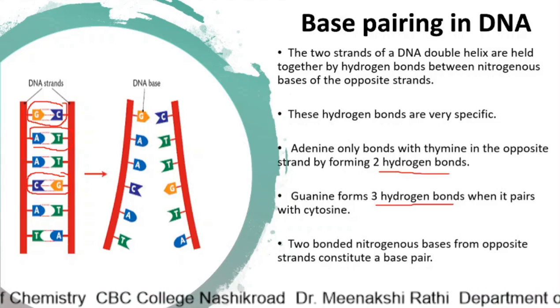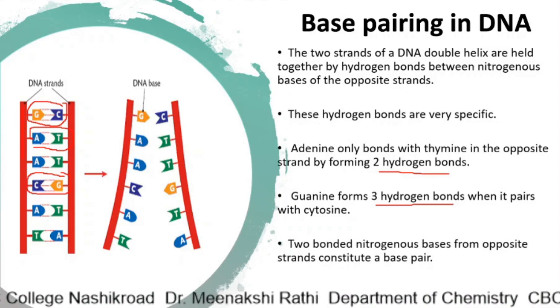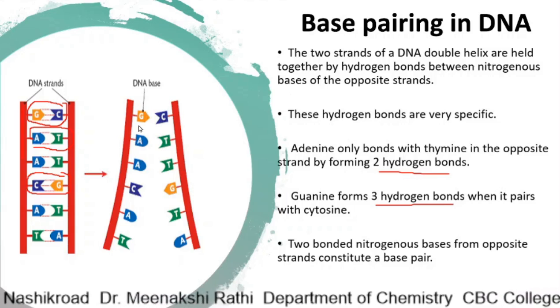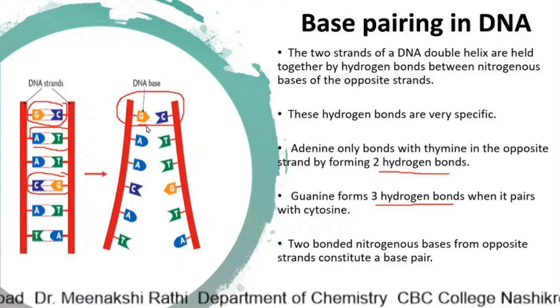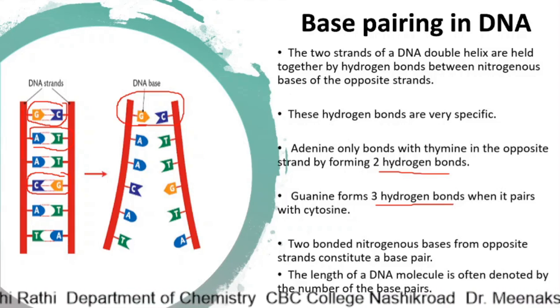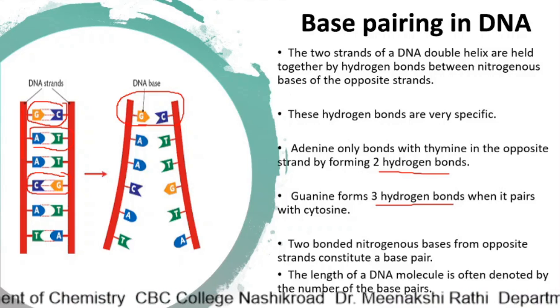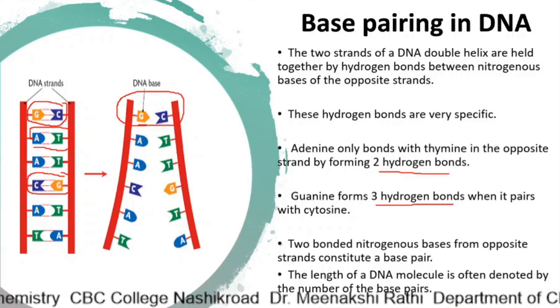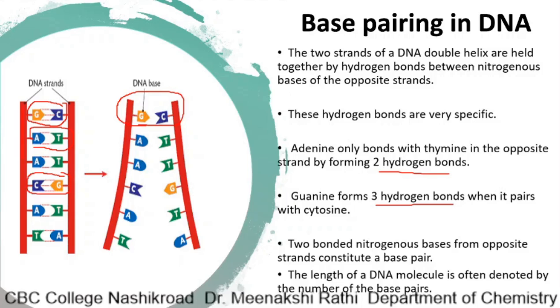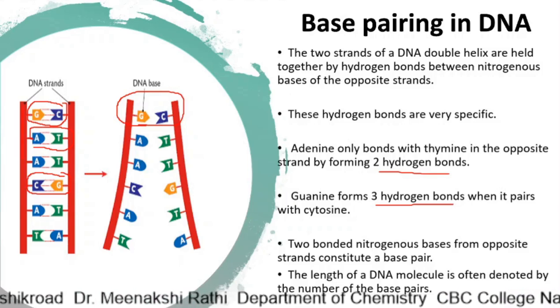Two bonded nitrogenous base from opposite strands constitute a base pair. These form a base pair, and the length of DNA molecule is often denoted by the base pair. This pairing is very fixed, that adenine bonds to thymine or vice versa, and cytosine bond with guanine with 3 hydrogen bonds. So here we have finished about the chapter cell biology.